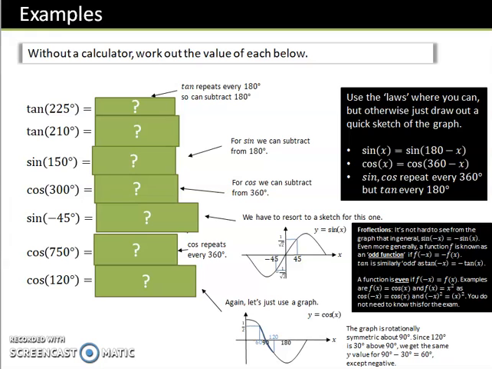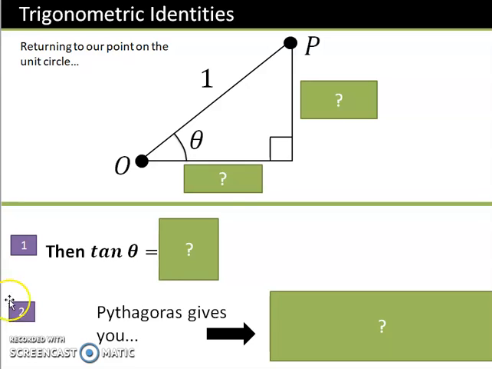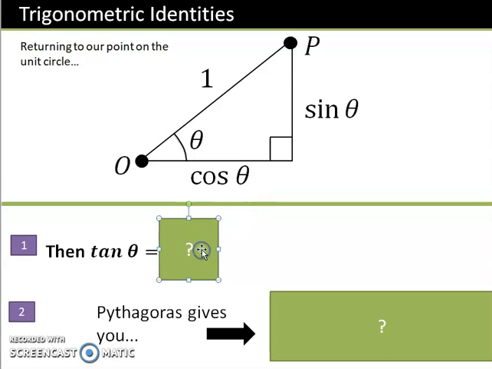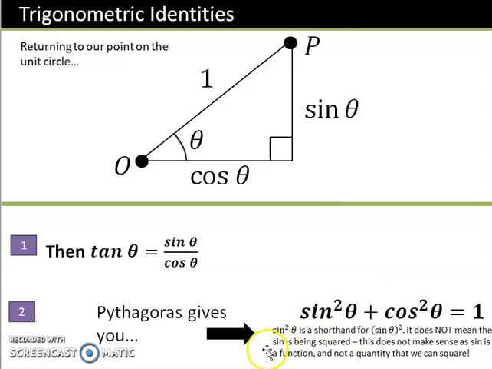So from the information we've just learnt, we know that with this we have got this is sine theta, this is cos theta, and that means tan theta is sine over cos, and from Pythagoras we get our equation sine squared plus cos squared equals 1 from here. Those are your two identities that you will have this year. Nothing else comes in. Okay, so these are the important ones.